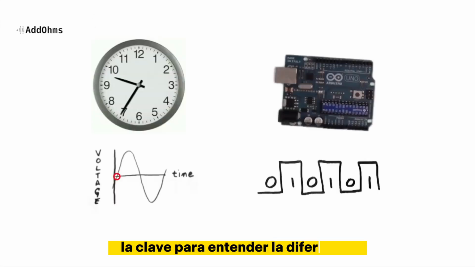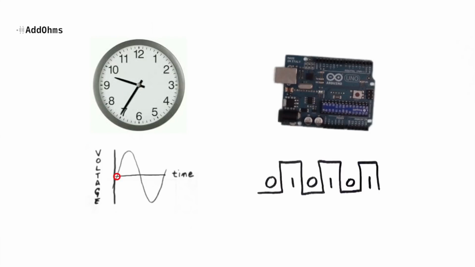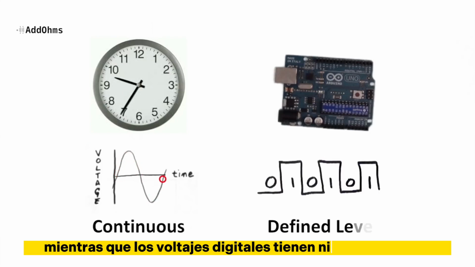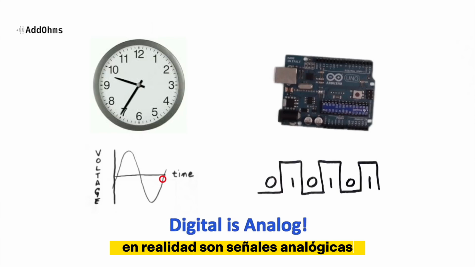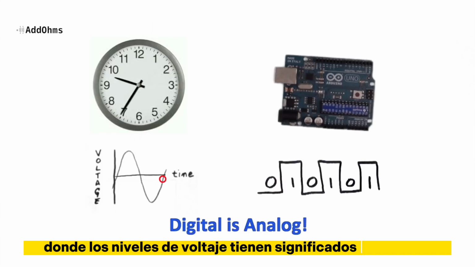The key to understanding the difference between analog and digital is to remember that analog voltages continuously change, while digital voltages have defined levels. When you step back and think about it, it kind of turns out that digital signals are actually analog signals where the voltage levels have special meaning.